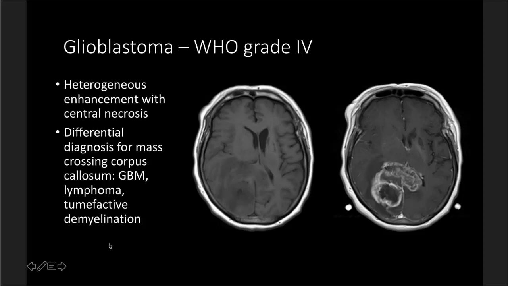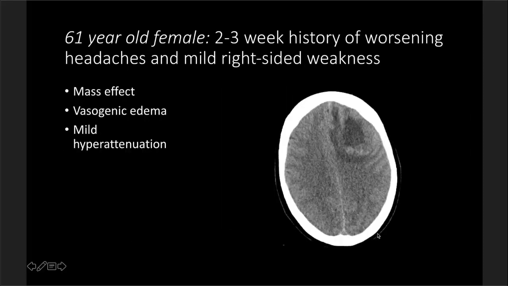Next case, we have a 61-year-old female, 2 to 3 week history of worsening headaches and mild right-sided weakness. Non-contrast head CT, we can see there's a mass in the left frontal lobe. We can see the mass effect, the sulcal effacement, the shift of the interhemispheric fissure. The central portion of the mass is low density. Peripheral portion is higher density, indicating hypercellularity. And there's surrounding vasogenic edema here.